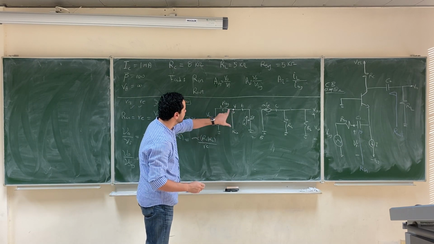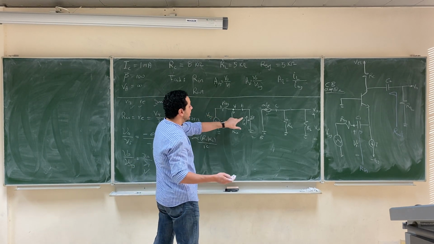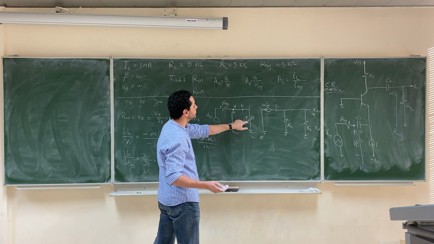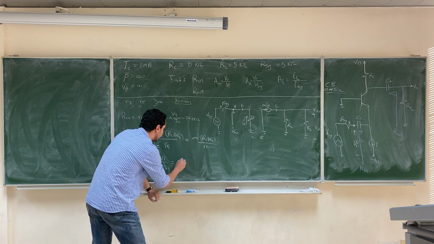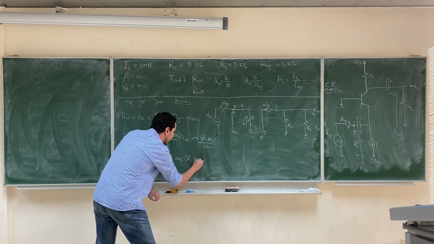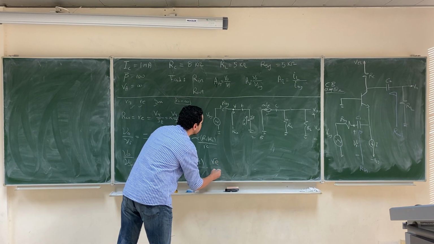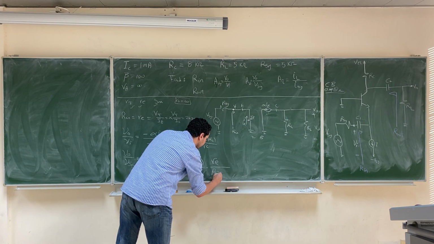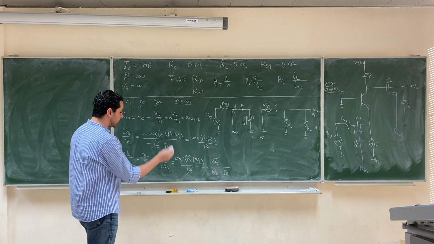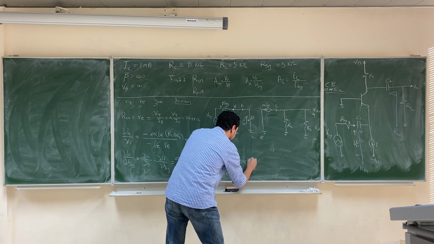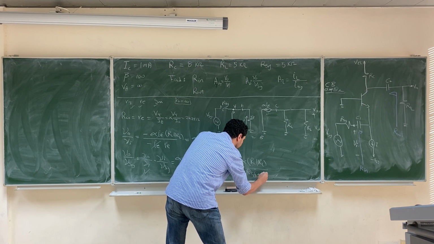What is the relation between V input and V signal? The relation between them is the voltage divider rule. It will be RE over the sum, right? So we can say here that V output over V input is alpha RC parallel with RL divided by RE, multiplied by V input over V signal, which is RE divided by R signal plus RE. Of course, RE will cancel with RE, and you will get alpha RC parallel with RL divided by R signal plus RE.